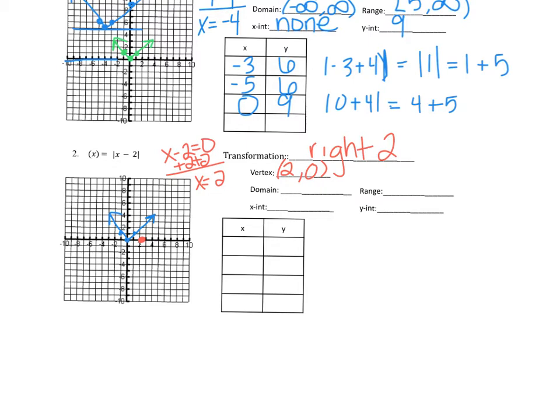Now my x-intercept: my vertex is actually on the x-axis, so I'm going to say my x-intercept is 2. And then I'm going to go 1 to the right and 1 to the left and plug it in. 1 minus 2 is -1. The absolute value of -1 is 1. And I know it's symmetrical. So it's 3, 1, and 1, 1. And then to get my y-intercept, I'm going to plug 0 in. So 0 minus 2 equals -2. The absolute value of -2 is 2. So my y-intercept is 2, and it's right there. And you can do that other point symmetrically.